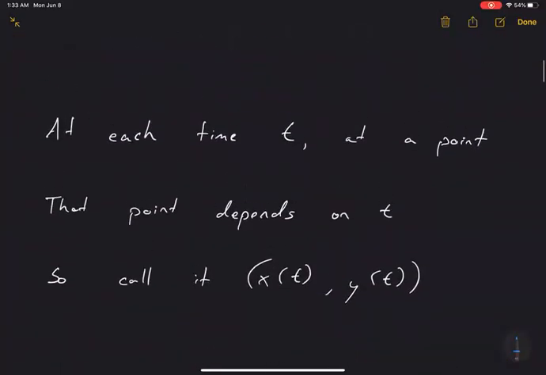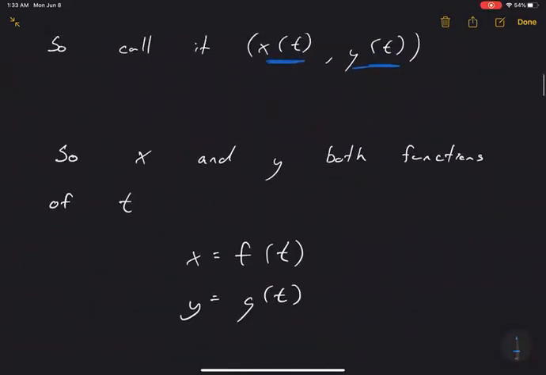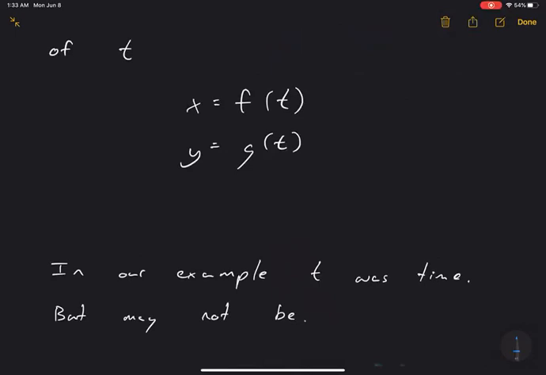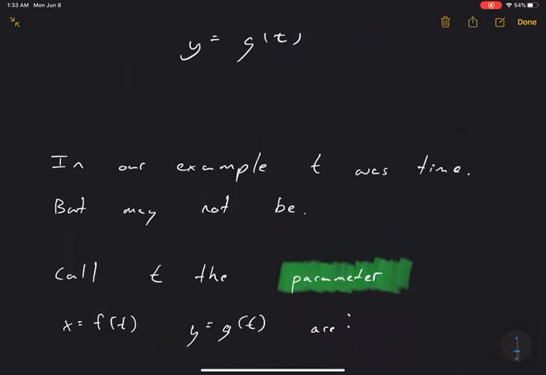In other words, we could picture something like this. The x coordinate depends on t, and the y coordinate depends on t, okay? And maybe we could write these as functions, right? So maybe we could say that x is a function of t, and y is a function of t. So let's say x is f of t, and y is g of t, okay? In our example, that t was time, but in the general scope of section 10.1, this parameter, as we're going to call it, might not always be time. As I just alluded to, we're going to call this t the parameter.